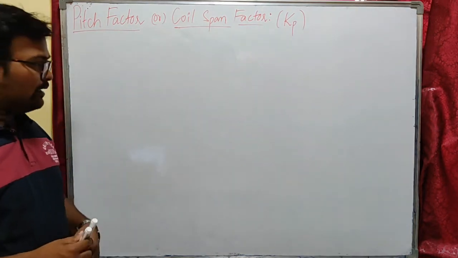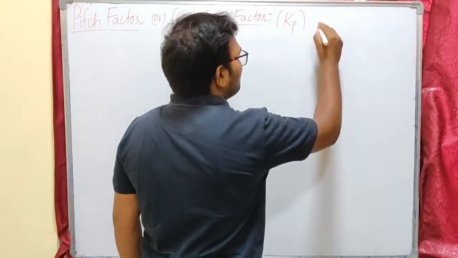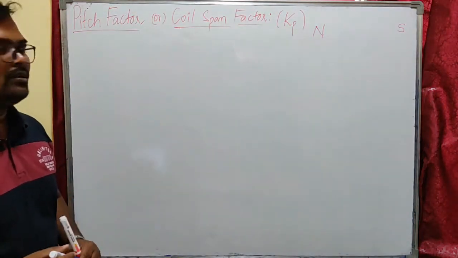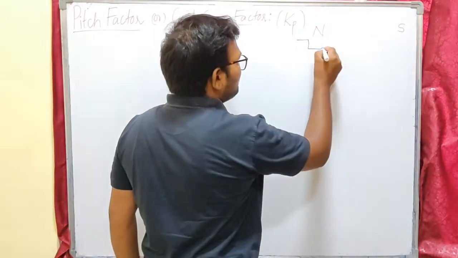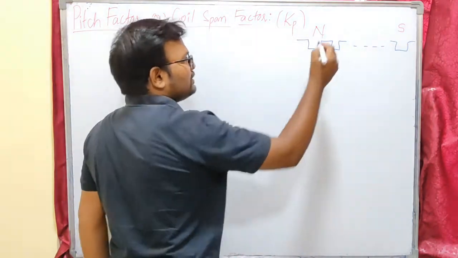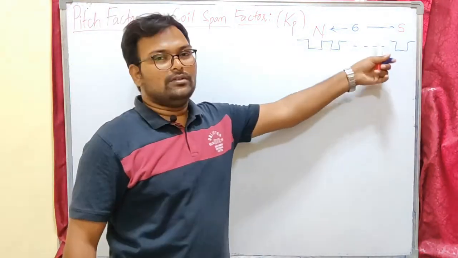So first of all, let us see what is full pitch winding and what is short pitch winding. So this is my north pole, this will be south pole. Okay, adjacent poles, these two are adjacent poles. I will be having slots like this and so on. Let me consider it has a pole pitch of 6 slots. There will be 6 slots between two adjacent poles.